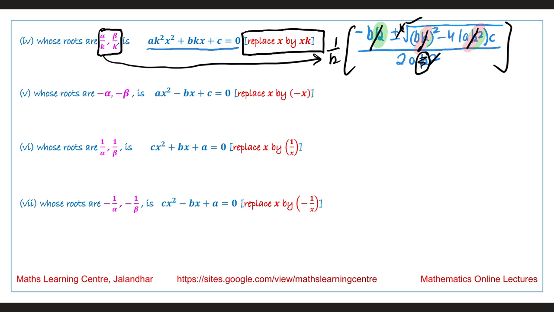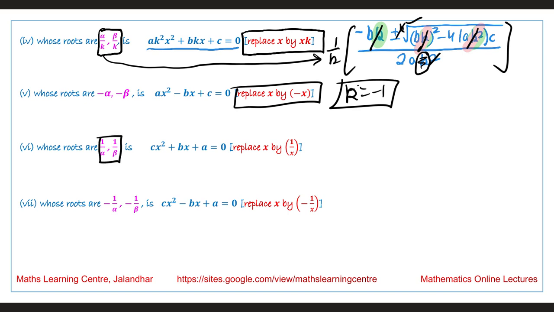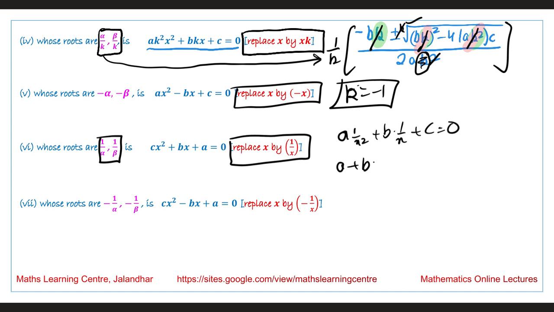Similarly, if we want the equation whose roots are minus alpha and minus beta, we replace x with minus x, so the value of k is equal to minus 1. Next, we have to find the equation whose roots are 1 by alpha and 1 by beta. In this case, we replace x by 1 by x. So the equation becomes a into (1 by x) square plus b into (1 by x) plus c is equal to 0. This gives us a plus bx plus cx square is equal to 0. So this is the equation whose roots are 1 by alpha and 1 by beta.